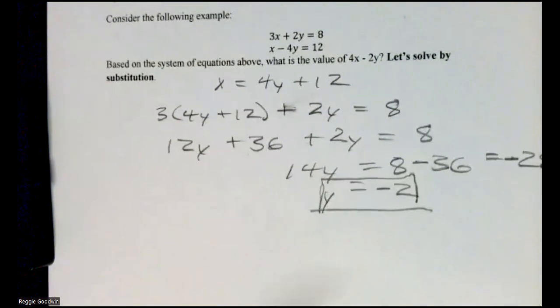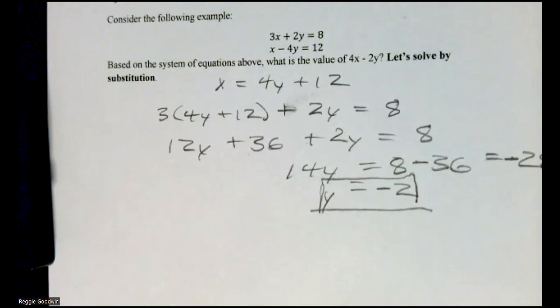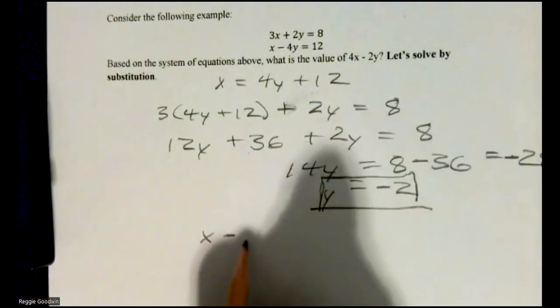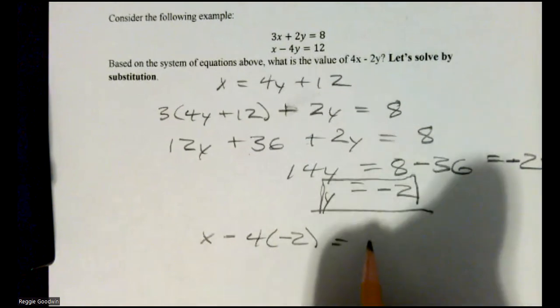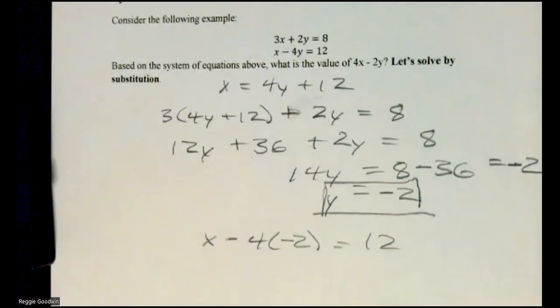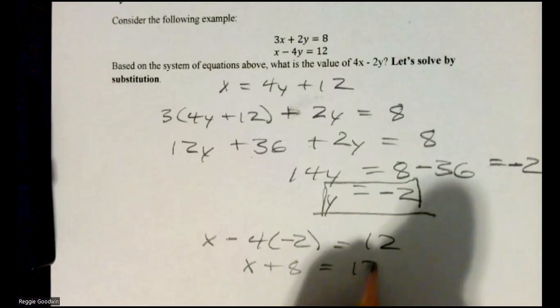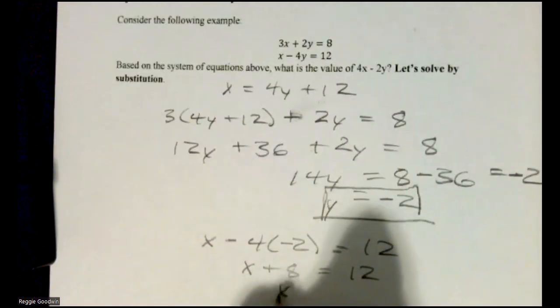All right. Now we're going to substitute that negative 2 into the second equation. So it's going to be x minus 4 times negative 2 equals 12. x plus 8 equals 12. Subtract 8 from both sides. That leaves you with x is equal to 4.